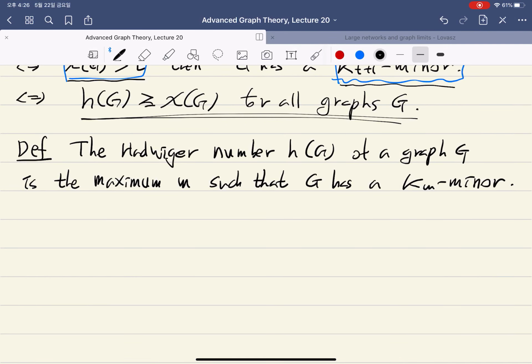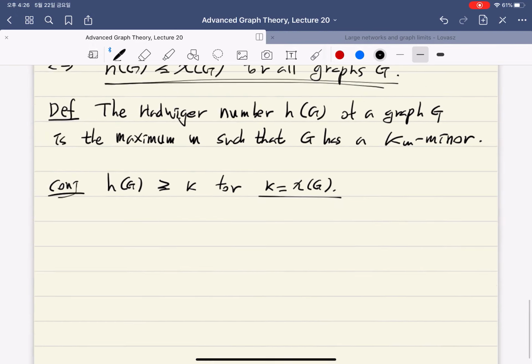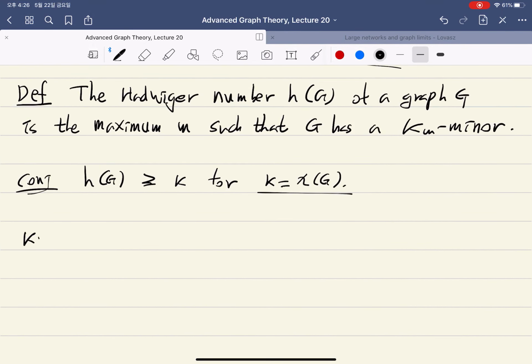So let's write the conjecture: the Hadwiger number is at least k, where k is the chromatic number of G. It's known that the cases k equals 3 and 4 are not too difficult, 5 is equivalent to the four-color theorem, and 6 is known to be true, and they use the four-color theorem to prove the case 6.